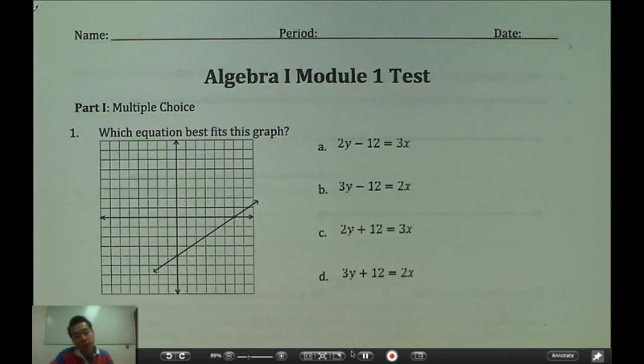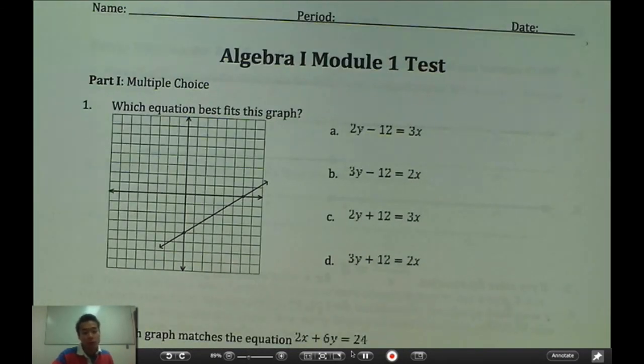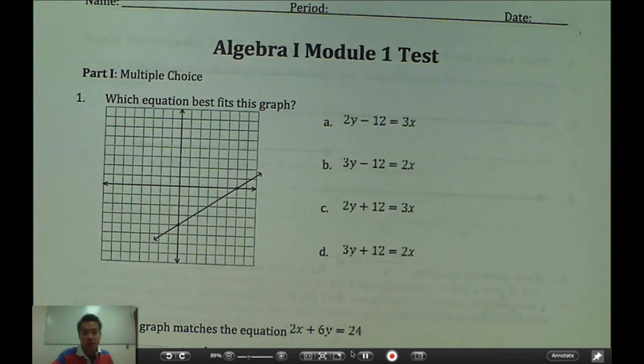Alright guys, so I'm going to go ahead and start jumping right into the first unit test. Make sure that you guys are using the test correction forms on the questions that you miss on the test. You don't have to watch this whole entire video. I'm just going to go from the beginning to the end, and then you can fast forward through the questions that you need help with. Okay, so question 1, which equation best fits this graph?